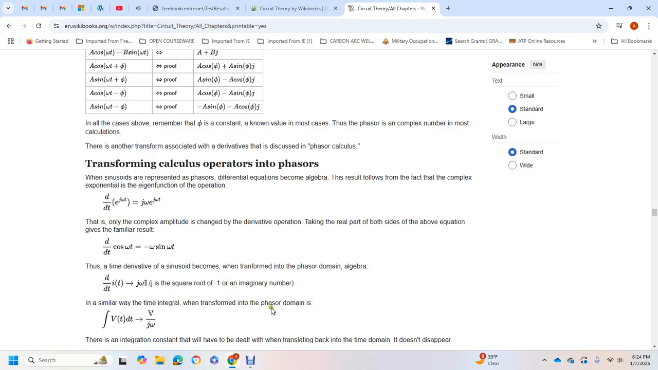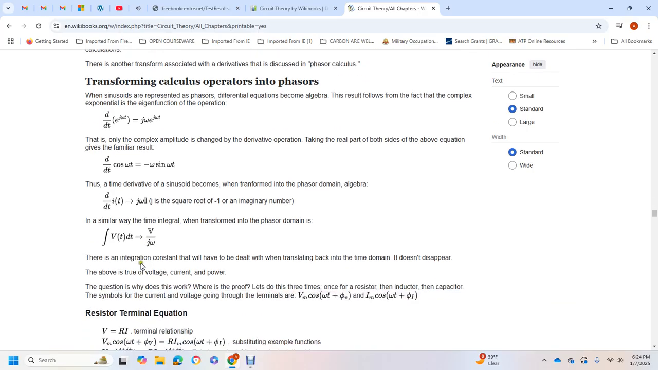Similarly, for the time integral, transfer with the phasor, with the limited voltage time, the resultant over the voltage over the junction of the wave of the integration constant. We will have to deal with the transient part in the time domain, which will disappear with the true voltage, current and power.